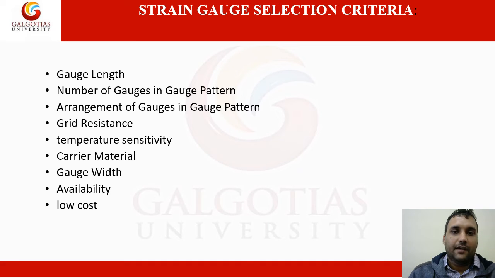Next is the strain gauge selection criteria. The strain gauges can be selected using gauge length, number of gauges in the gauge pattern, arrangement of gauges in gauge patterns, gauge resistance, temperature sensitivity, carrier materials, gauge width, availability, or cost.